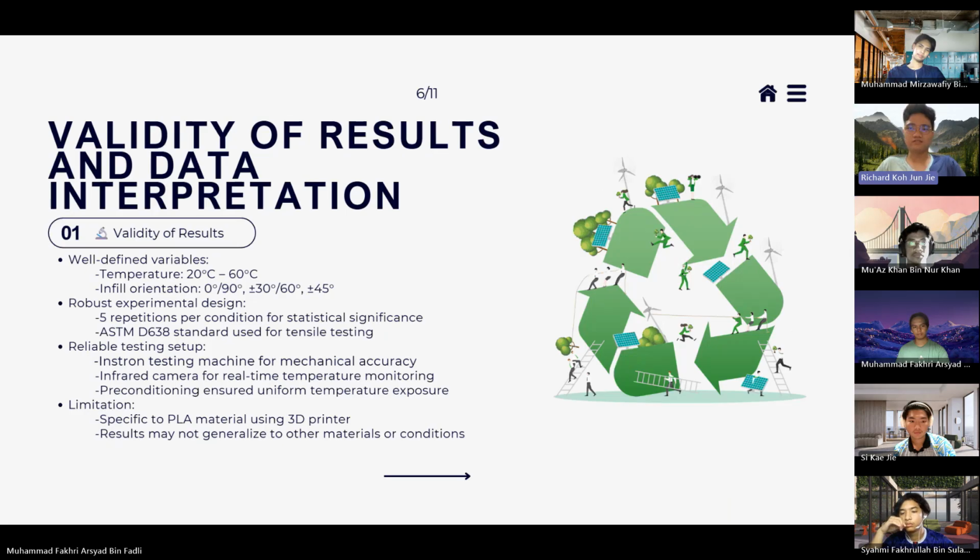Okay, next will be the validity of results and data interpretation for this article. First of all, the variables. The temperature was set ranging from 20 degrees Celsius to 60 degrees Celsius with 3 different infills, which are 0 and 90 degrees, 30 and 60 degrees, and 45 degrees. Each condition was tested 5 times as previously stated, so this ensures the statistics are reliable.